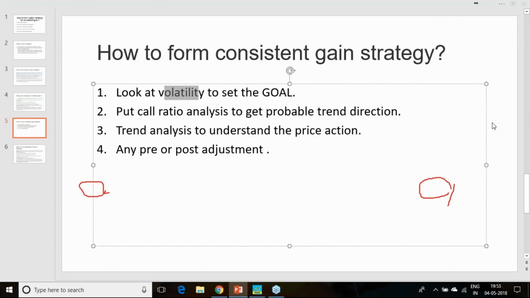When the PCRs, the put call ratios, are falling, that indicates an intermediate downtrend. When the PCRs are increasing, this indicates an intermediate uptrend. But the news channels will give you a contrasting view. They will tell just the opposite thing, so you will say, okay, they have told these things, but we are getting the opposite.